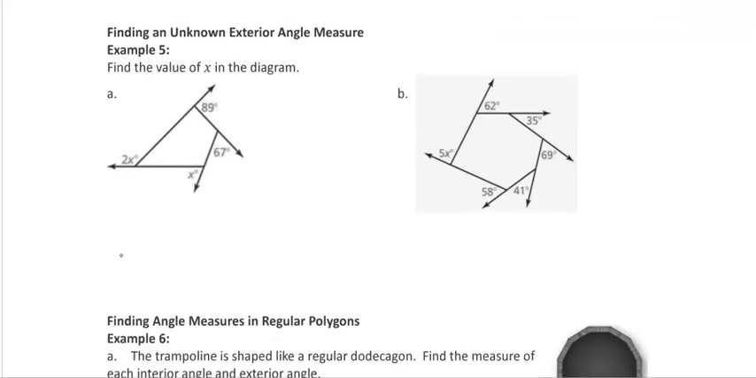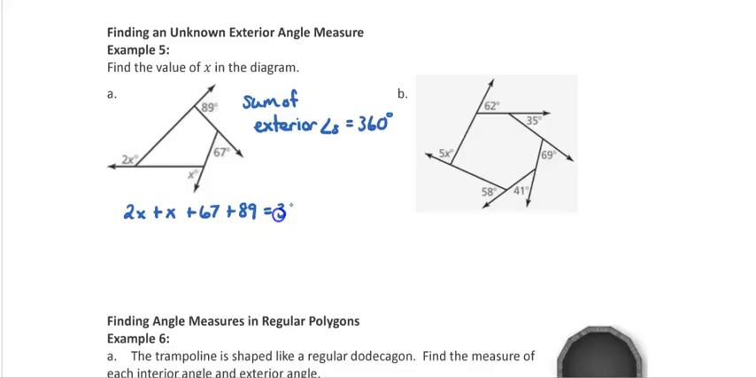So this says find the value of x in the diagram. It does not matter how many sides there are. We know that the sum of the exterior angles, meaning when we add up all the exterior angles, is 360 degrees. So we have 2x plus x plus 67 plus 89 equals 360 degrees.